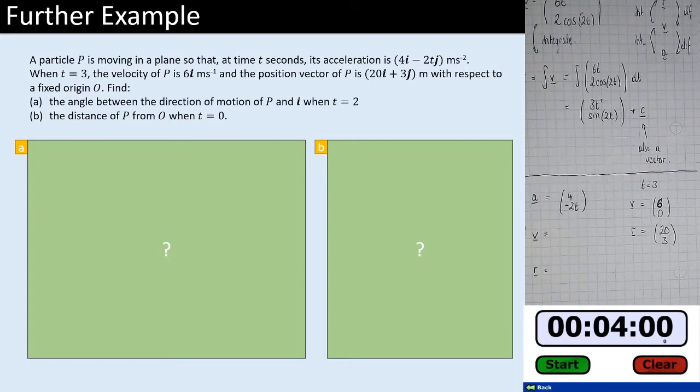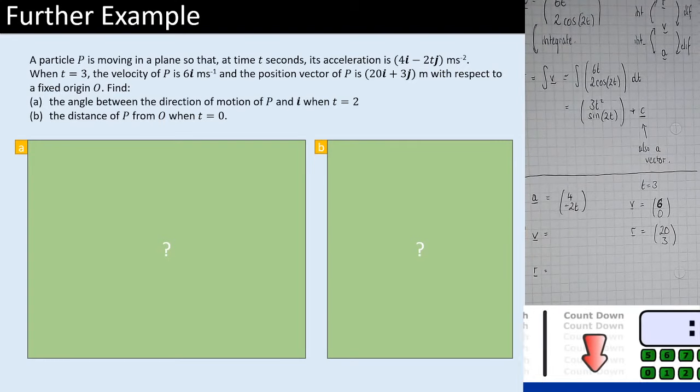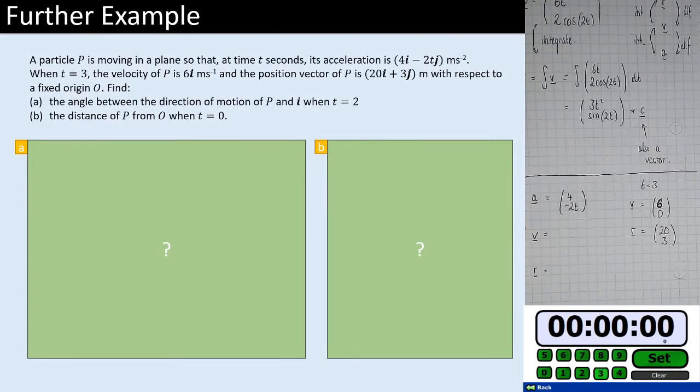What I'm going to do is give you just a couple of minutes, maybe 3 or 4 minutes, just to have a go at that first part, and then we will go from there.